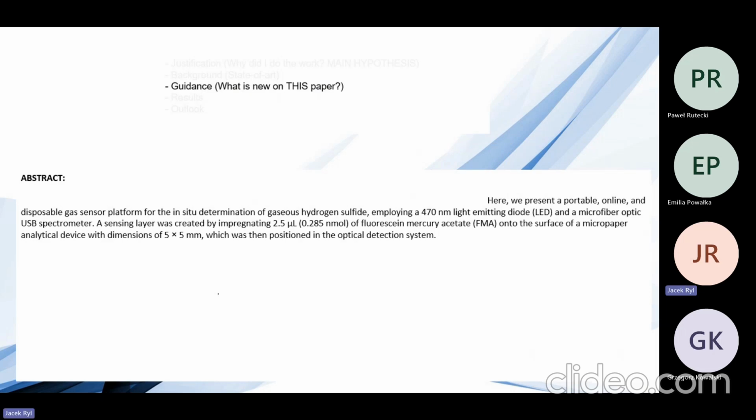Guidance. Here we present a portable, online, and disposable gas sensor platform for the in situ determination of gaseous hydrogen sulfide, employing 470 nanometer light emitting diodes, LED, and a microfiber optic USB spectrometer. A sensing layer was created by impregnating 2.5 microliters of fluorescent mercury acetate on the surface of a microfluidic paper analytical device with dimensions of 5 millimeters, which was then positioned in the optical detection system.